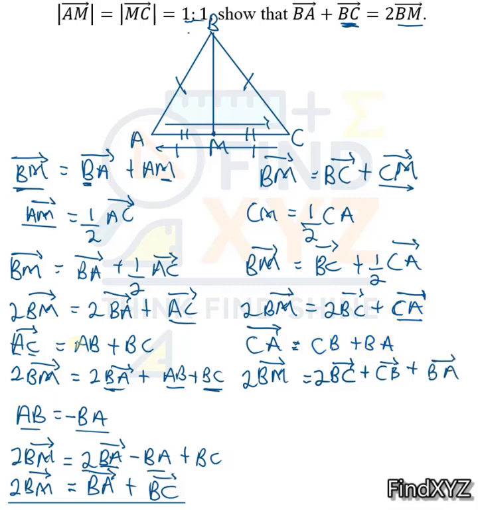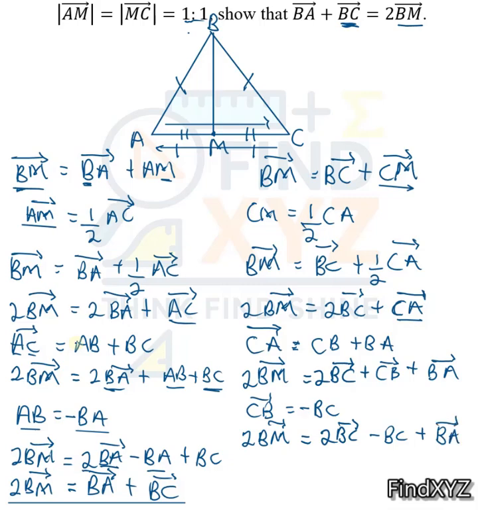Now I have BC, I have CB. You see they have something in common. So it means that I can express vector CB as, can I write it as BC? No, they are not the same. For them to be equal, I have to bring negative. So in place of CB, I write it as negative BC. So I have twice of vector BM is equal to twice of vector BC minus vector BC plus vector BA.